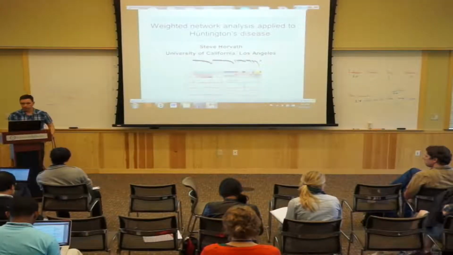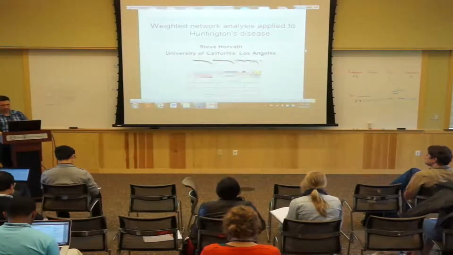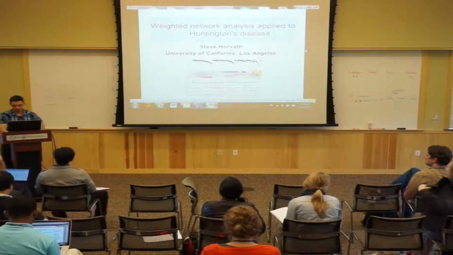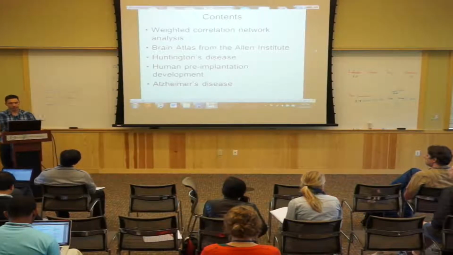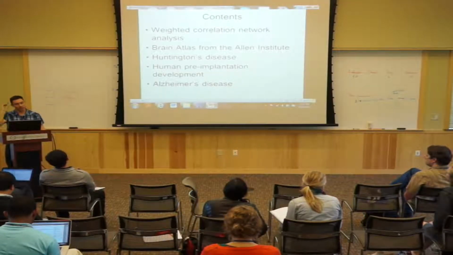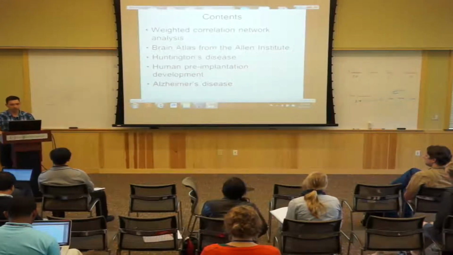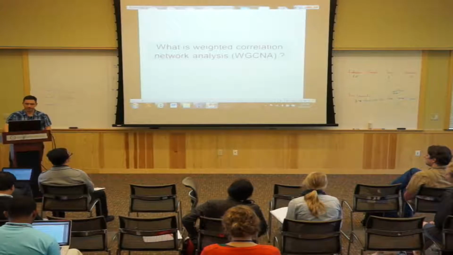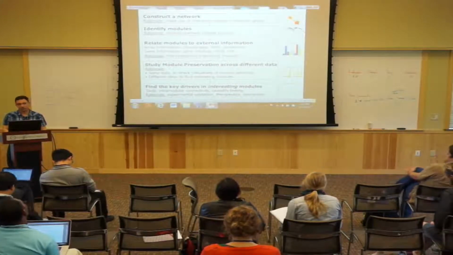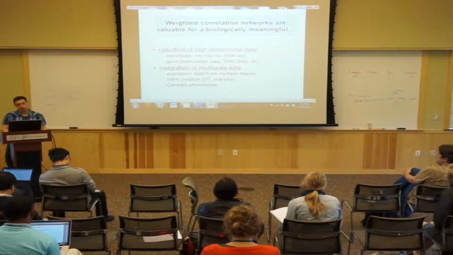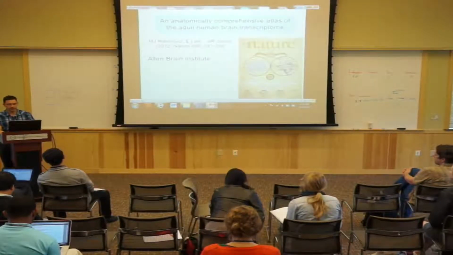So I will now present some recent applications. For example, applications to Huntington's disease, and also applications involving the Allen Brain Atlas, and then some exciting applications about human pre-implantation development and Alzheimer's disease. So by now, you of course know what WGCNA is. It goes through these steps. You know that it's used for reducing high-dimensional data and integrating multi-scale data.